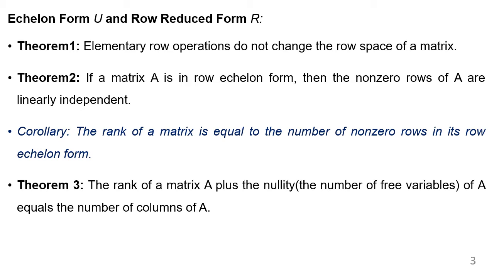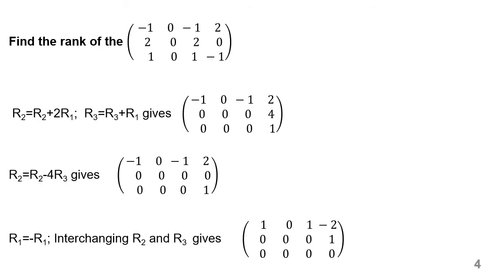The third one says that the rank of a matrix A, when added to the nullity of the matrix A, gives the total number of columns of the given matrix A. Now we'll try to find the rank of a given matrix by reducing it to row echelon form. I have taken an example of a 3 by 4 matrix whose rank needs to be found by reducing it to row echelon form.